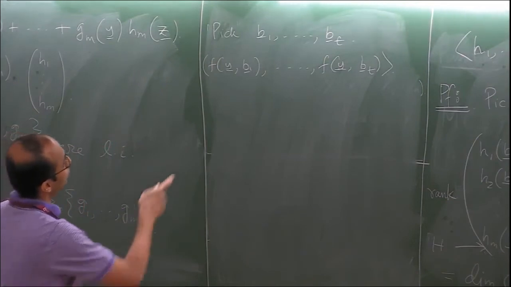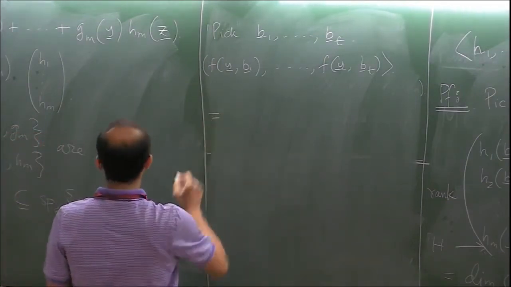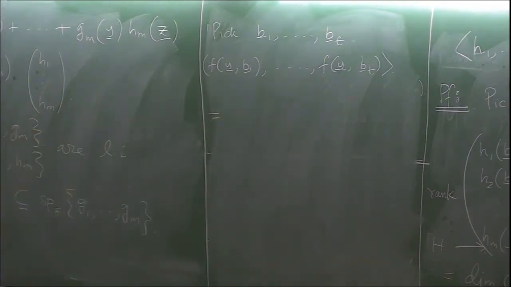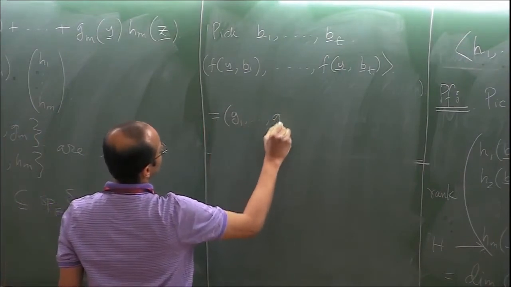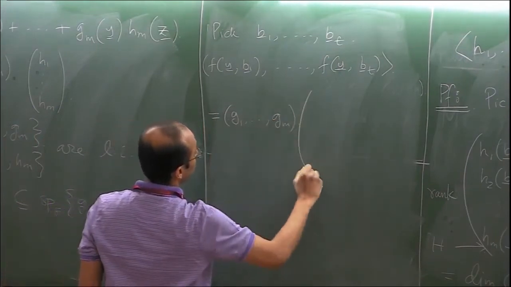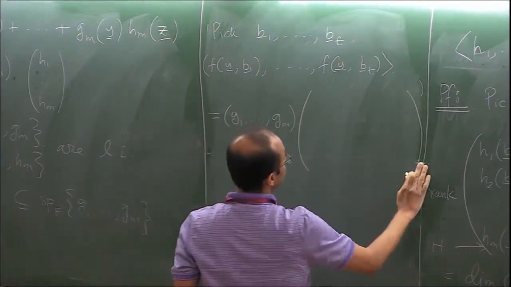So if you look at this row vector, and look at this equation again, then it turns out that this is times the following matrix, which is like the H matrix before.